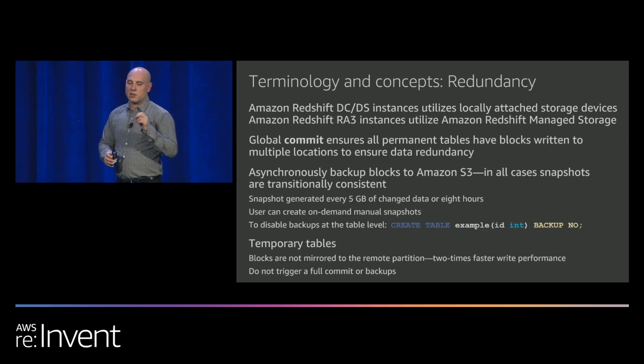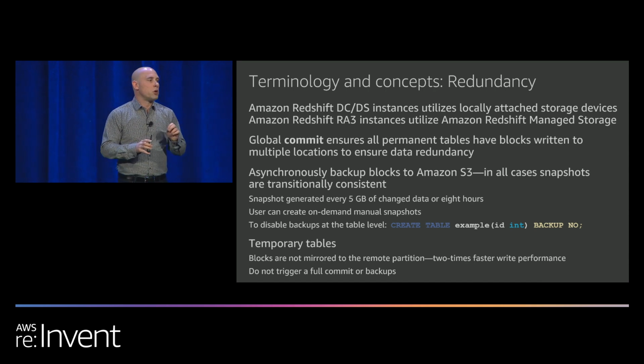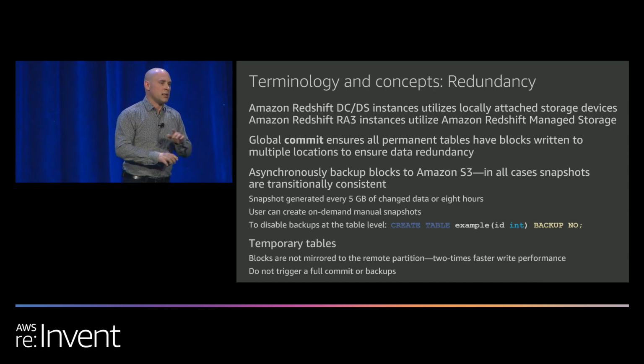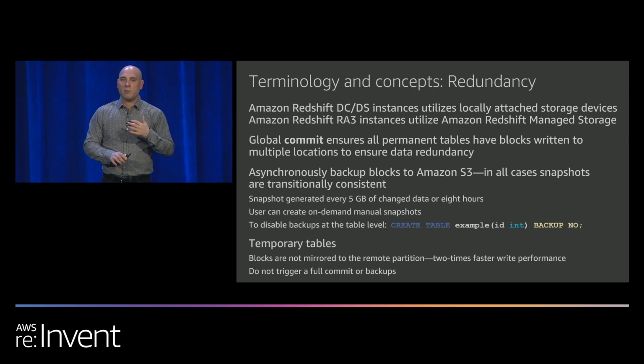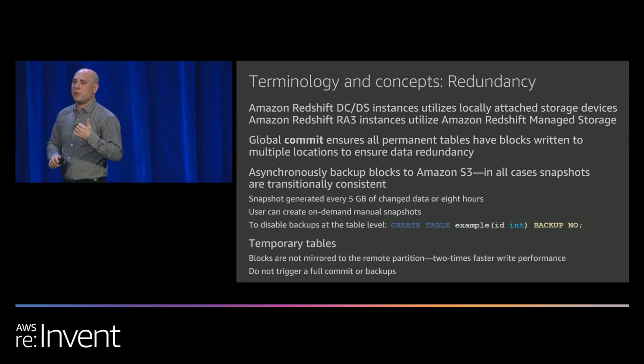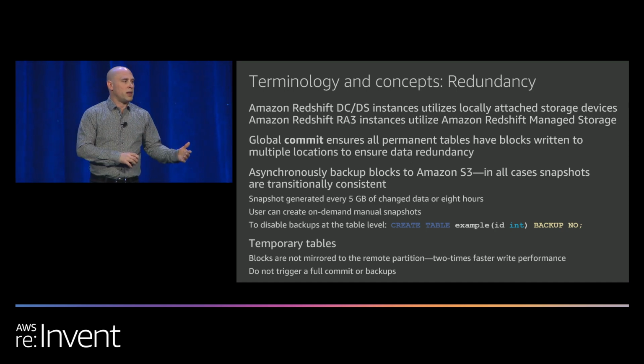The important piece, or the reason to understand these multiple copies of data, is that there's an exception to that, and that's temporary tables. Temporary tables only write data out once. There are no second copies of them. And that has an important impact on performance. They happen to be around twice as fast to write to as permanent tables.